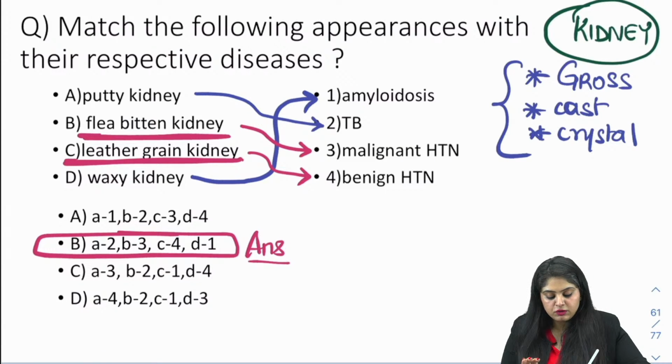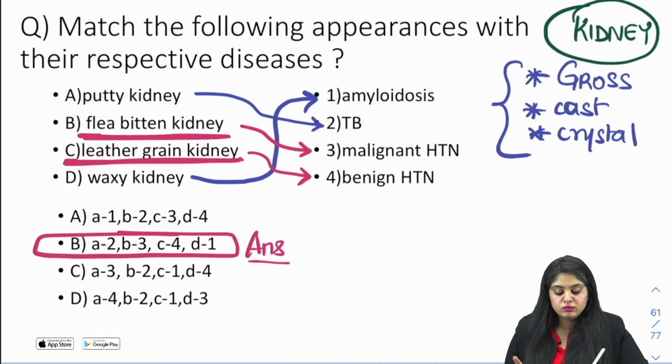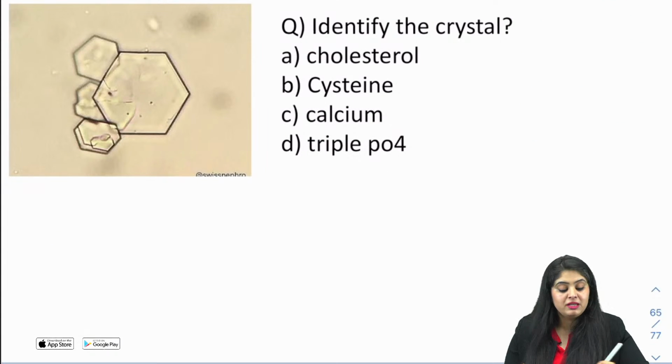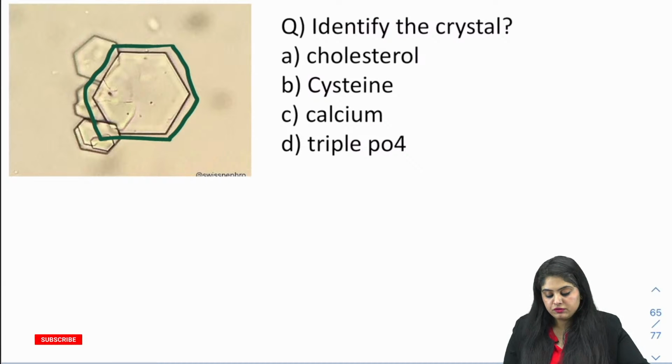Okay, this was one set of spotters that you had to know. Let me ask you the next one. I know all of you know this. It's very simple. Don't make any error out of it. You have to identify this crystal that you're seeing. Is it cholesterol, cysteine, calcium or triple phosphate?